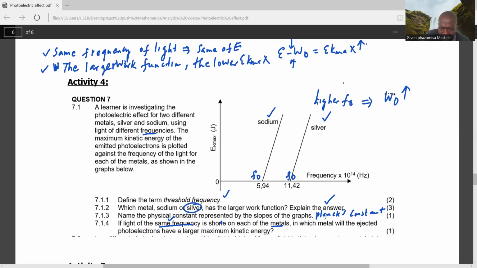So now the question says, which metal will have the larger EK max? It will be sodium, because it has a smaller work function than silver. And the smaller the work function, the higher the EK maximum. I think I just addressed that.